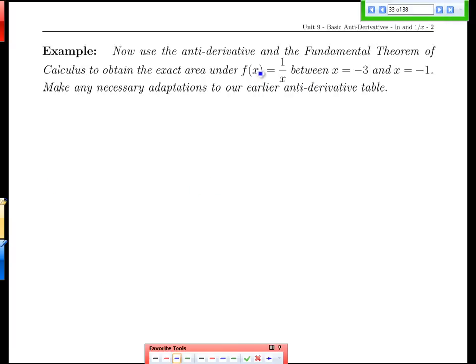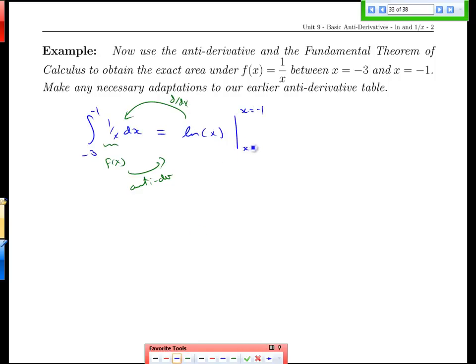All right, so what do we need here? Well, we have the integral from -3 to -1 of 1 over x dx is equal to, well, this is our little f here, and if we anti-differentiate, or take the antiderivative, we should get ln of x, because if we differentiate ln of x, we get 1 over x. We're going to evaluate that at x equals -1 and -3.